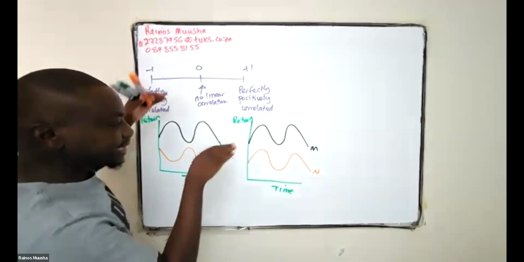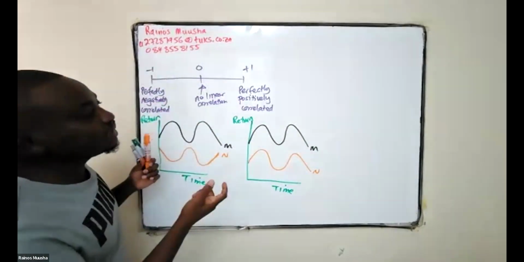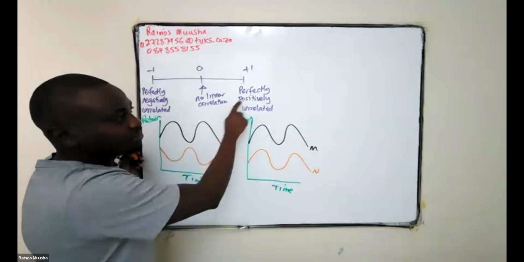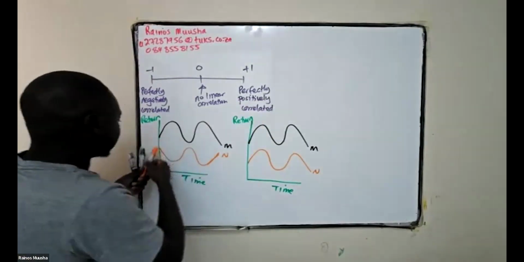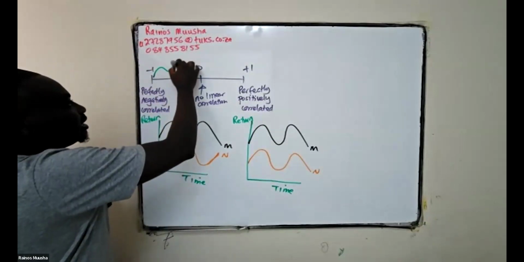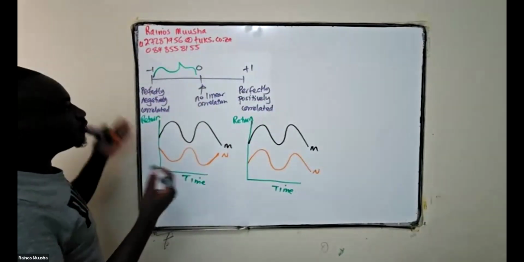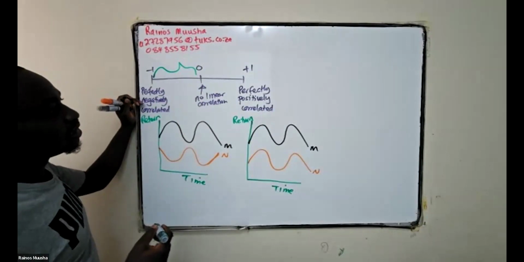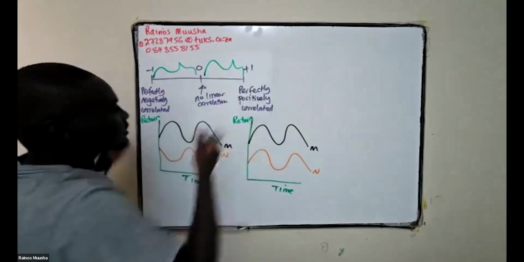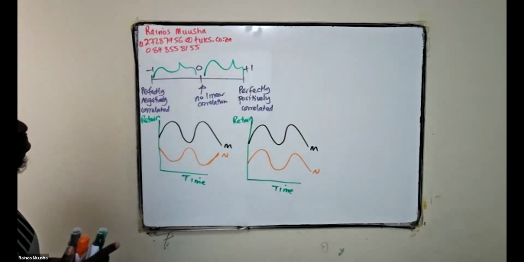If it's the same pattern, but not exactly the same, we simply say they are positively correlated. Which means that if they are simply negatively correlated, it's anything within this range. That's when you say they are negatively correlated. If it's anything within this range, we simply say they are positively correlated.